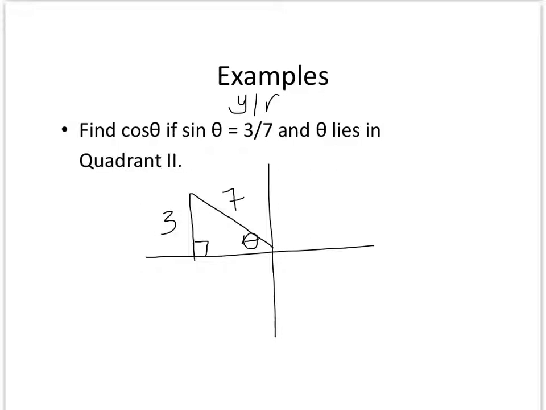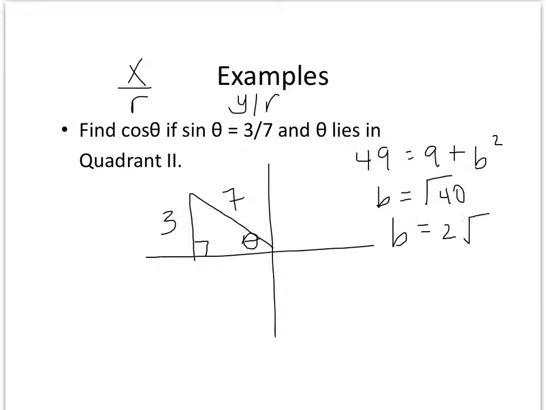Now we need to find what x is in order to find the cosine, because in order to find cosine, we need x over r. So with the Pythagorean theorem, we get 49 equals 9 plus b squared. So if you do the math there, b squared is 40. So b equals root 40, which simplifies to 2 root 10.